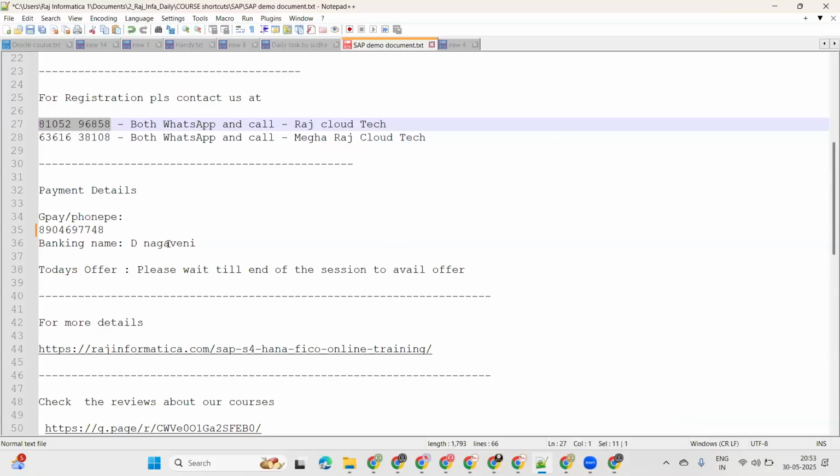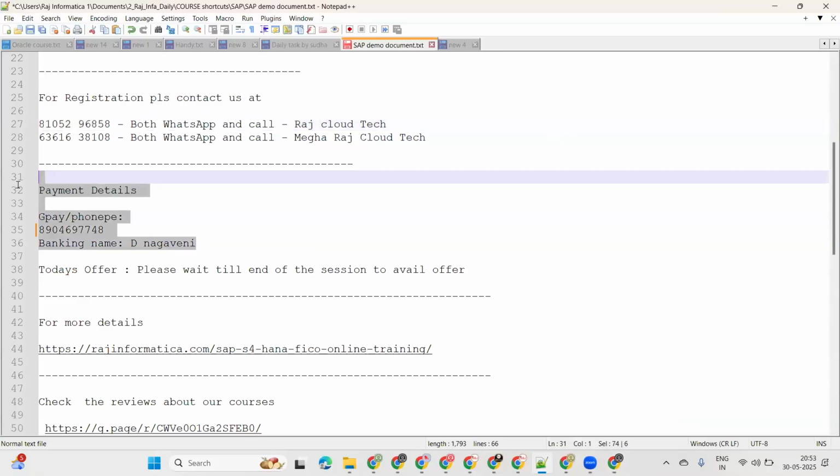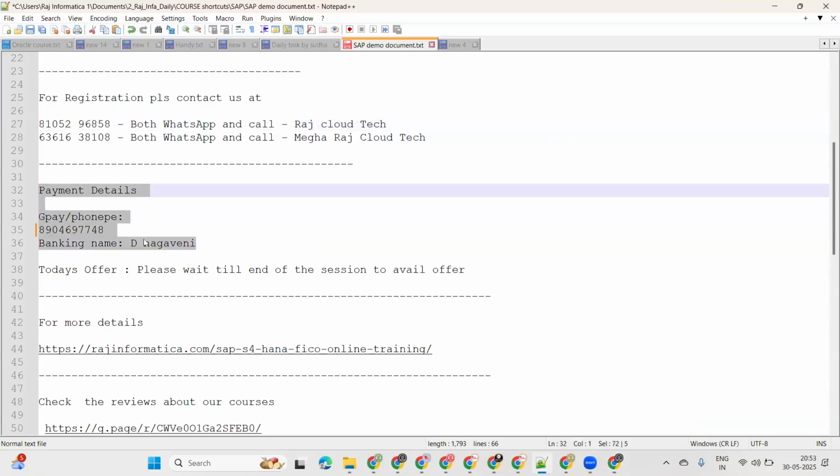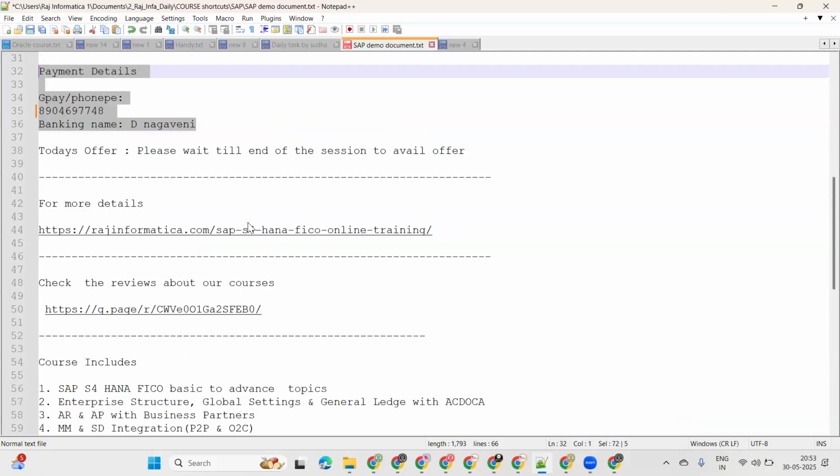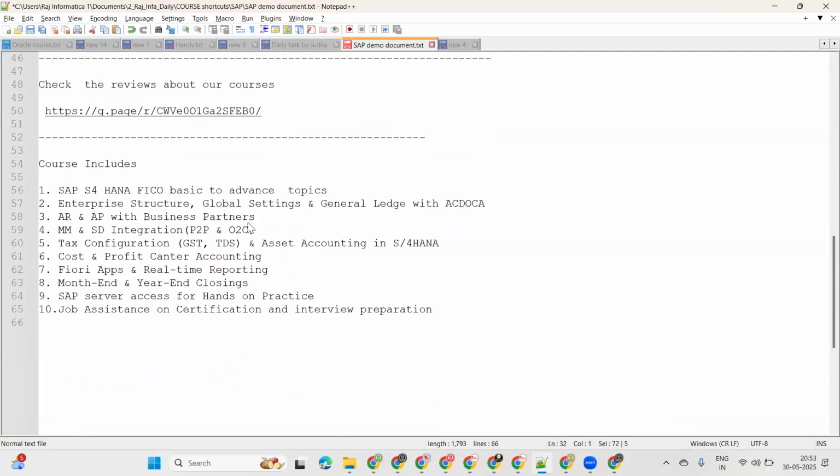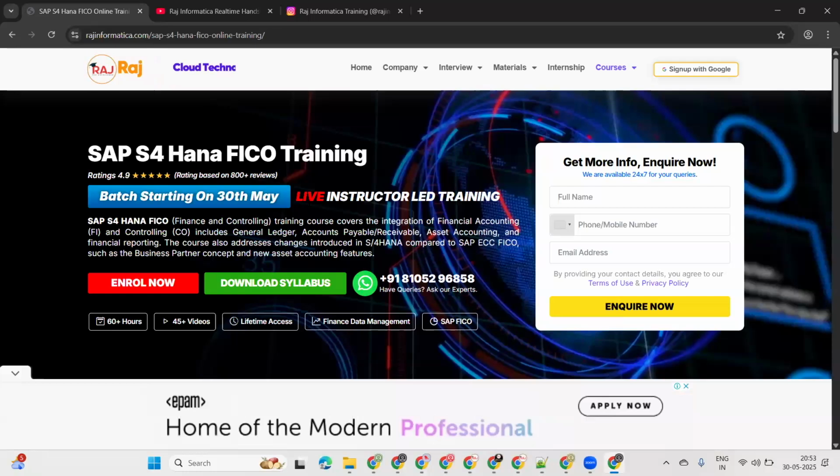So for today the payment details are D Nagamani. This is the banking name. I have shared the payment details, PhonePe and GPay. I have just shared the details with you. You can use these details and pay. Got it? And if you want to pay through the website also, yes, you can.